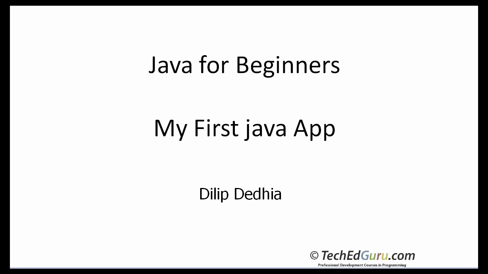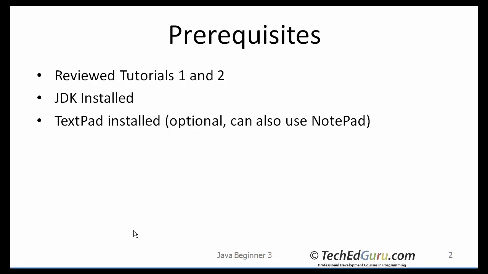The next tutorial in the Java for Beginners series is building your own first Java application. I assume at this point that you have already reviewed tutorials 1 and 2 that I have posted earlier. You have JDK installed, you have TextPad installed, or you are going to use Notepad. My demo is going to be on the Windows operating system.